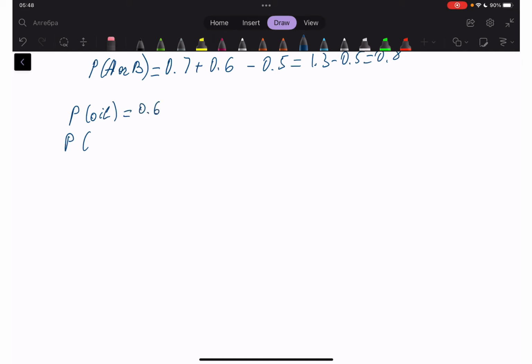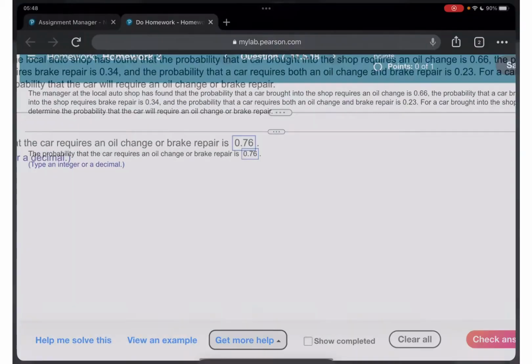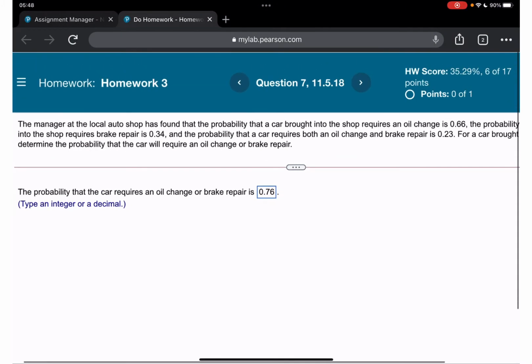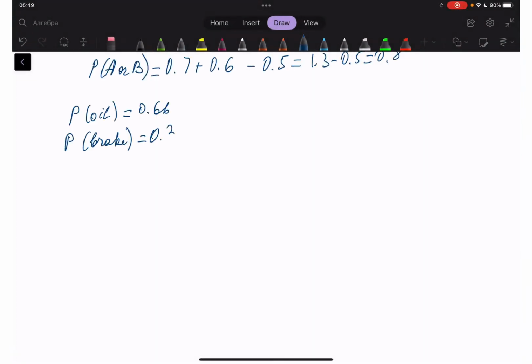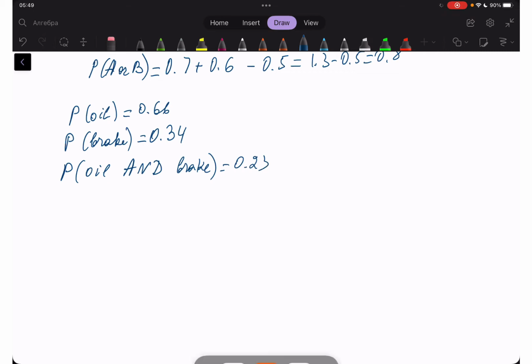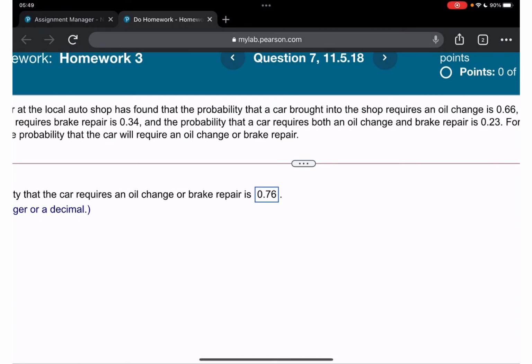Probability of oil is 0.66. Probability of brake was how much? 0.34? Yeah, 0.34 and 0.23. Together, oil and brake. Why did I put uppercase? Because it's important. Remember the logical and, we convert into multiplication mathematically. 0.23. Let's double check. Okay.